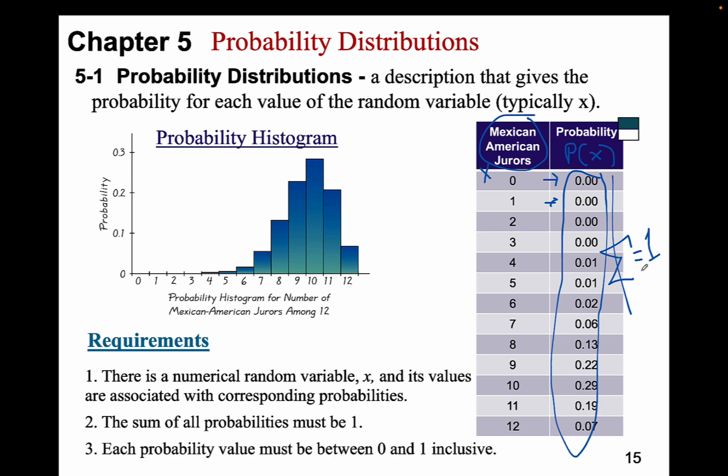Third requirement is that each probability value must be between 0 and 1. That is true for all probabilities. So just looking at ours quickly, yep, those are all decimals between 0 and 1. So ours meets all 3 requirements. So we definitely have a probability distribution here with this data.